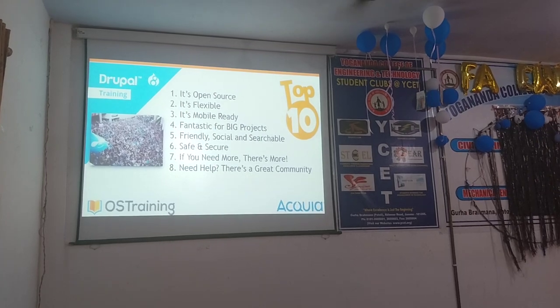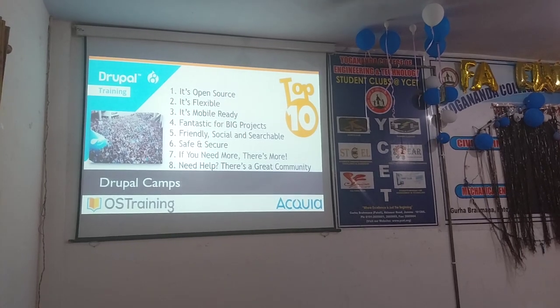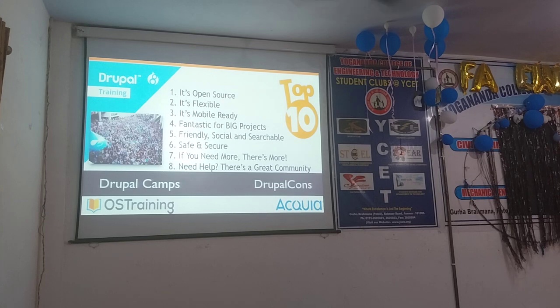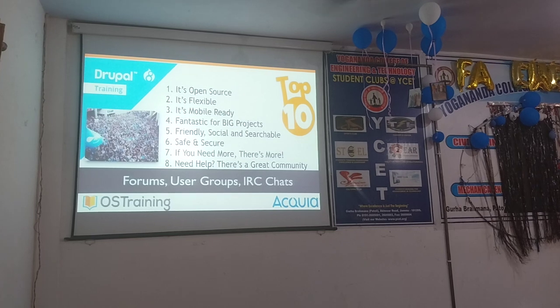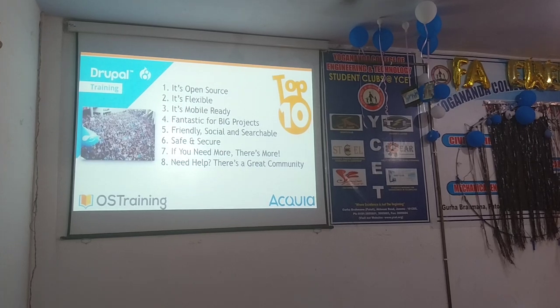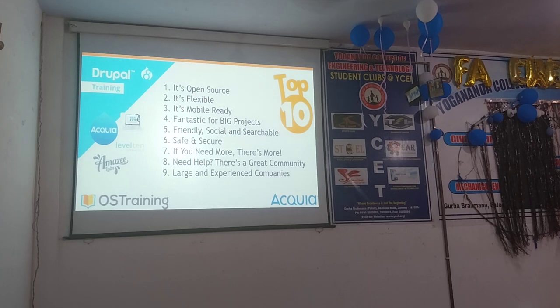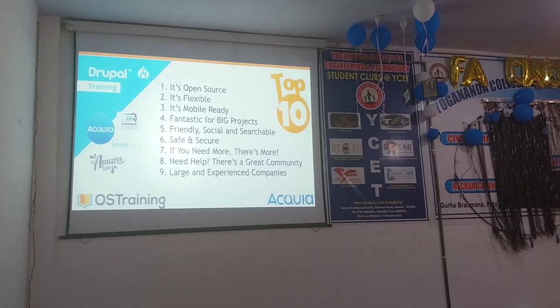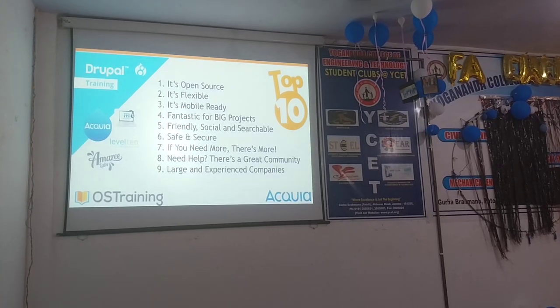There are Drupal events all around the world. Local events are called Drupal Camps, and every year there are major DrupalCons all around the world. There are very active forums, user groups, and IRC chats dedicated to Drupal support. Number 9, there are some very large and experienced companies around Drupal. Acquia, part of the community, is the largest Drupal company. In India, there are more than 60 Drupal service companies, and over 1.2 million websites at the time of this recording.